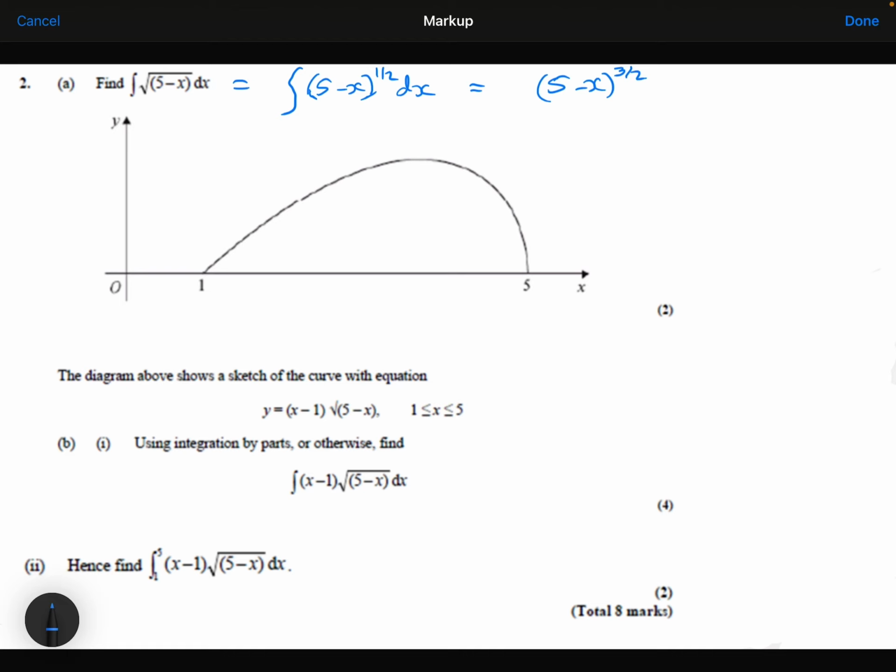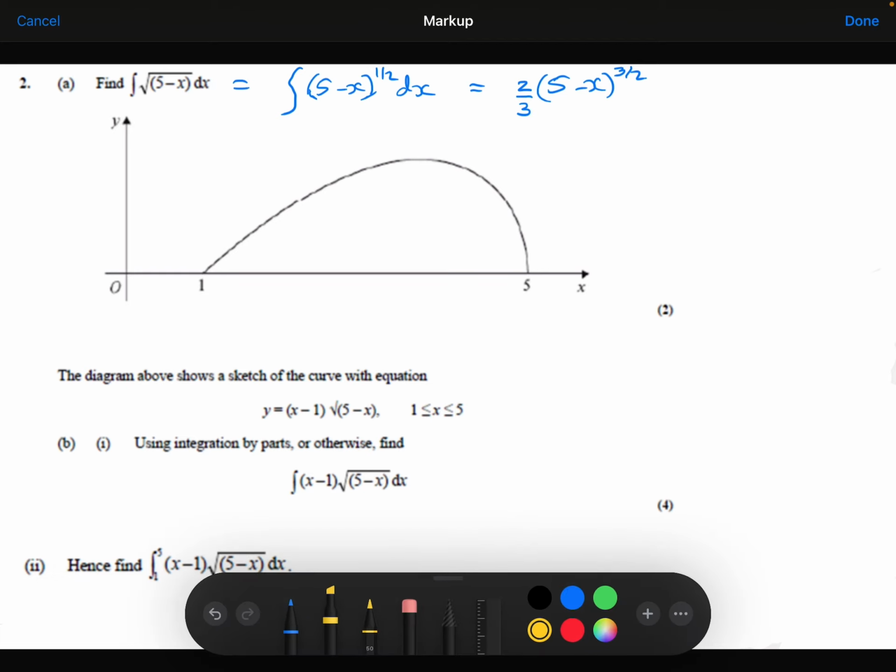Divide by that new power. So dividing by 3 over 2 is the same thing as timesing by 2/3. And then not forgetting the reverse chain rule. Because I've got a minus x on the inside there, I need to divide all of that by minus 1. And don't forget your constant, the plus c. So that's my answer for part A.